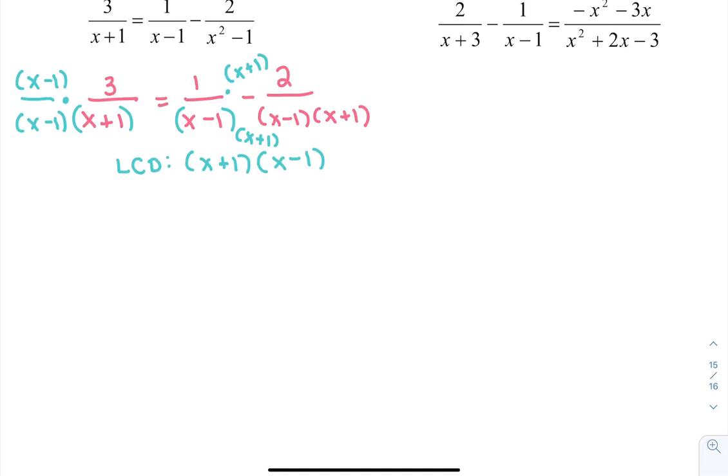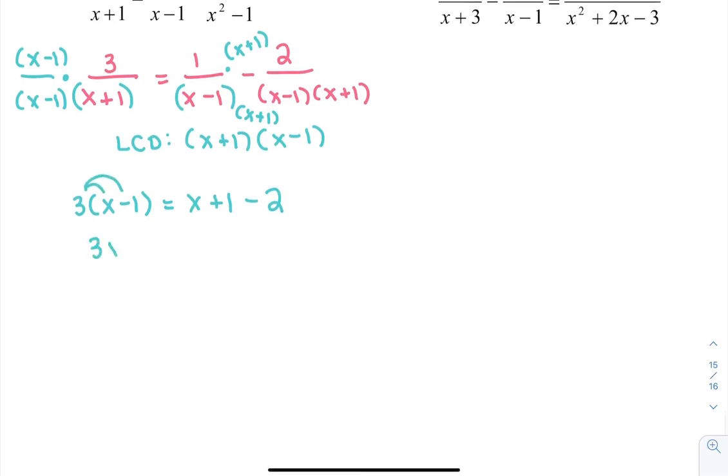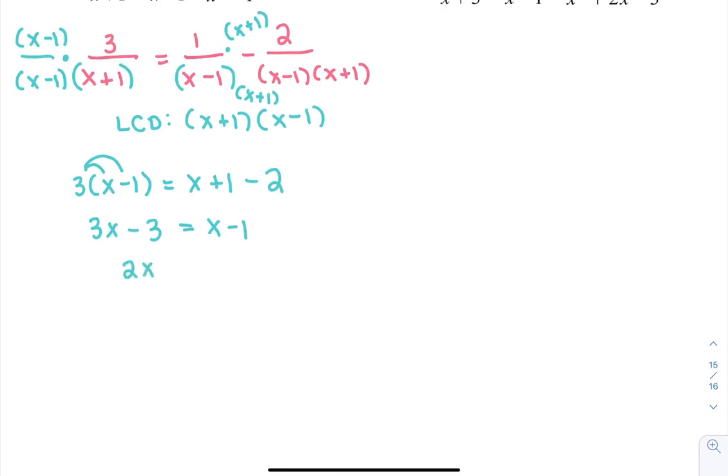So this becomes 3 times x minus 1 equals 1 times x plus 1 minus 2. Now I'm going to distribute and solve. 3x minus 3 equals x minus 1. If I move the x over, move the negative 3 over, I get 2x equals negative 2, which means x equals negative 1 is my only solution.